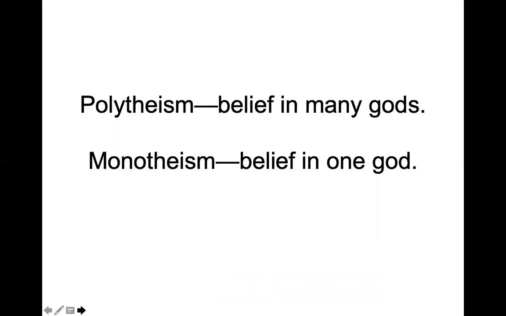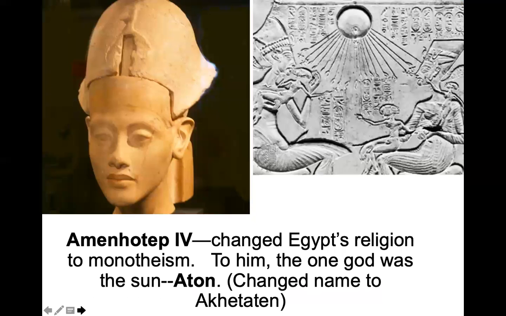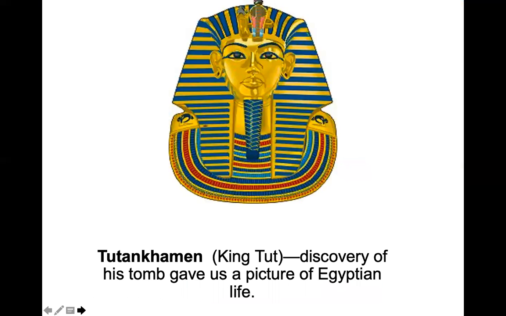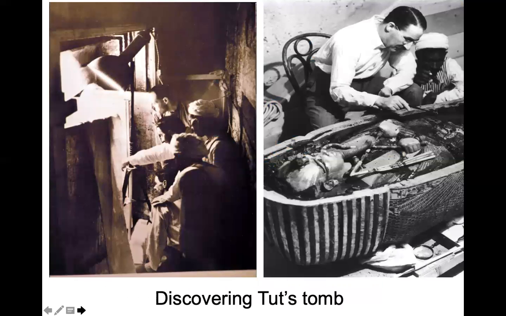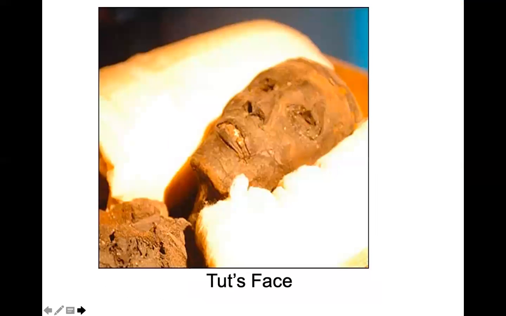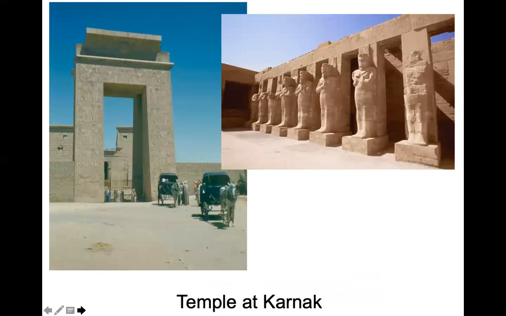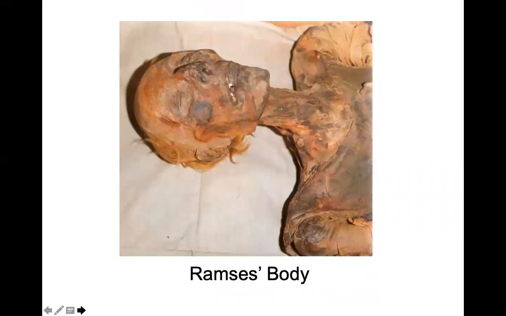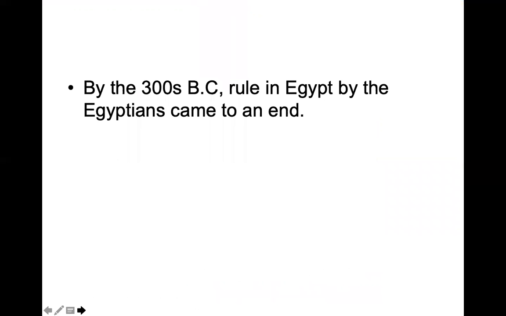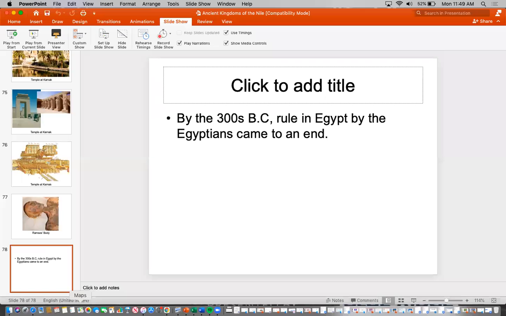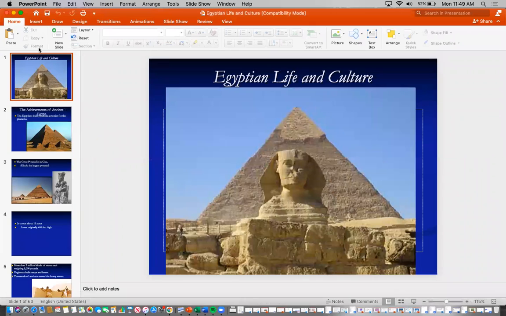Egyptians were polytheistic, belief in many gods. King Tut, probably one of the more famous mummies that we have discovered, really helped us learn about Egyptian life and culture. And then you have Ramses. There's Ramses. Look at his hair right there. That's awesome, right? All right. So let's look a little bit at Egyptian life and culture, and then we'll be done with Egypt.